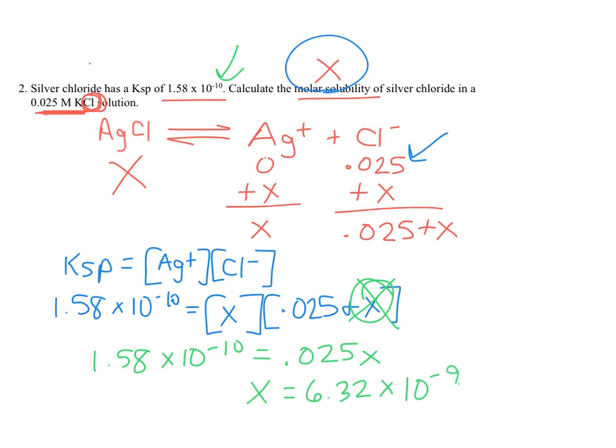Okay, so read the wording of the question carefully. Look for situations where your initial concentrations aren't 0. Look for X's that you can cross out to make the math easy, and you can solve for your molar solubility from there. All right, we've got one last example.